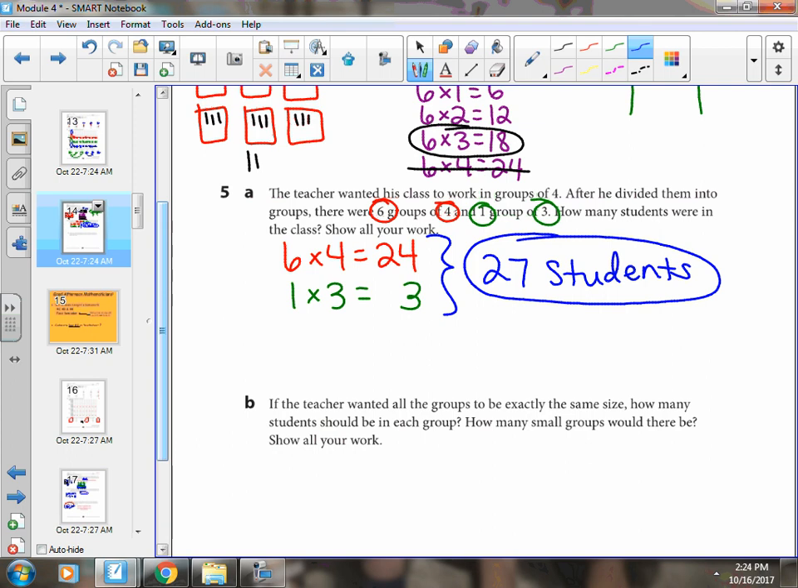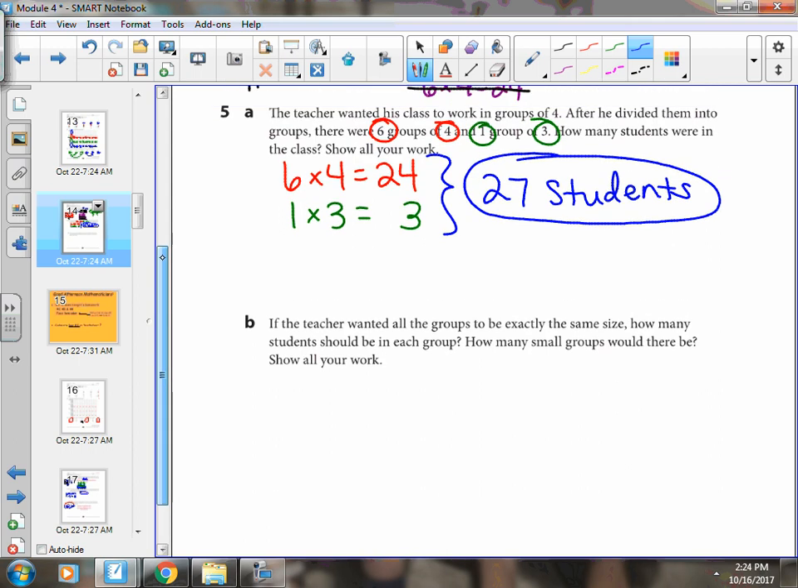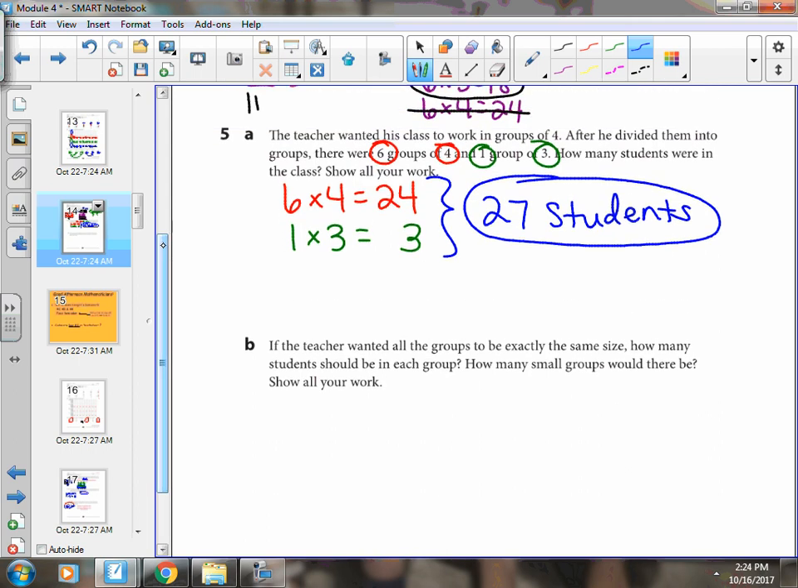And finally, letter B for number 5. If the teacher wanted all the groups to be exactly the same size, how many students should be in each group? How many small groups would there be? Show all of your work. So I need to use this information, that there's 27 kids, to figure out how could I group kids if there were 27 in a class.